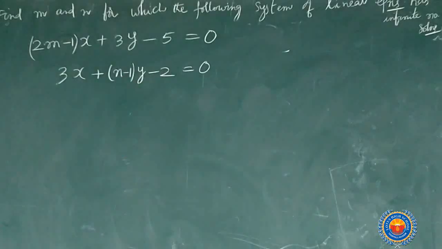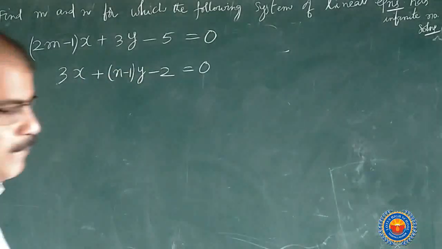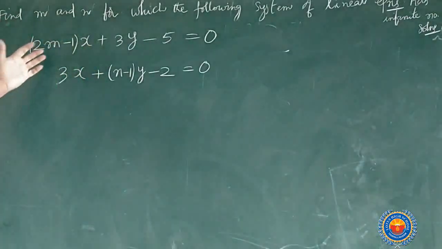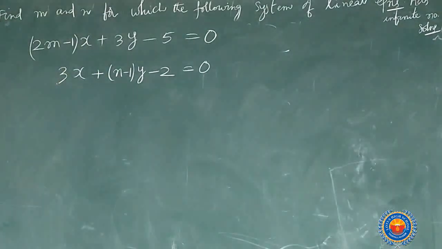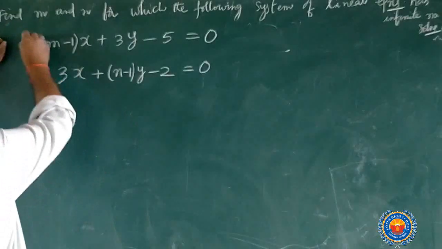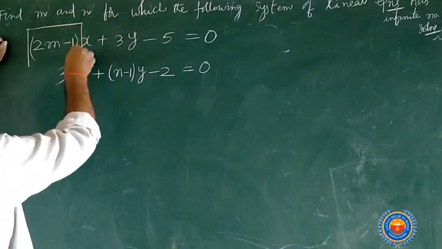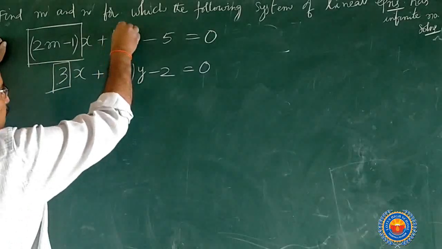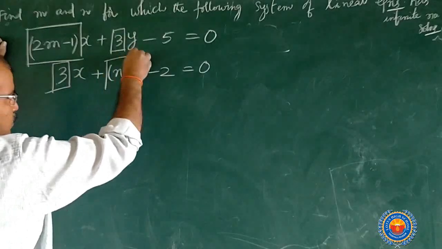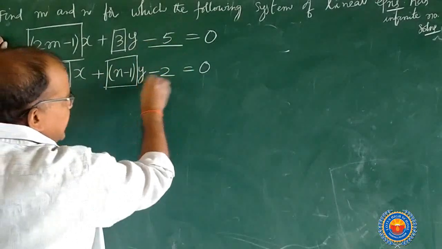Why? Because there are infinitely many solutions. There is nothing but an infinite number of solutions. Here it is already in general form. If not in general form, also no problem. I am directly writing: this is a1, this is a2, this is b1, this is b2, and here this is c1, c2.